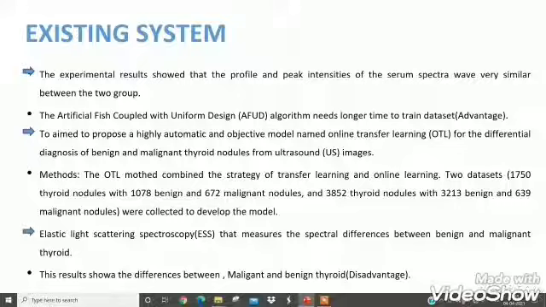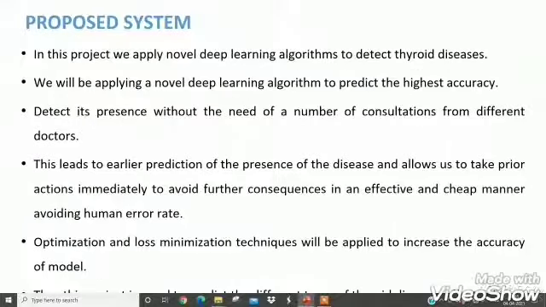To overcome this defect, we have proposed a novel deep learning modified resonant algorithm to detect thyroid disease and to predict with the highest accuracy 6 different types of thyroid disease.